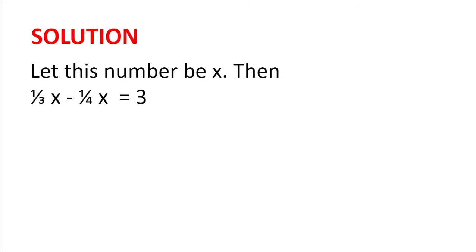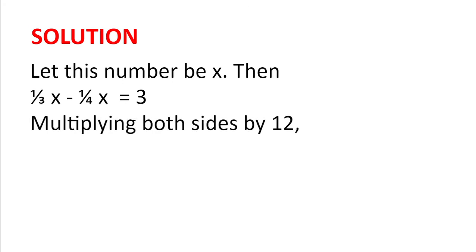So here we want to get rid of the fractions, and we can do this by multiplying both sides by 12. And we reach 4x minus 3x is 36. We simplify this to x is 36, and so 36 is our number.